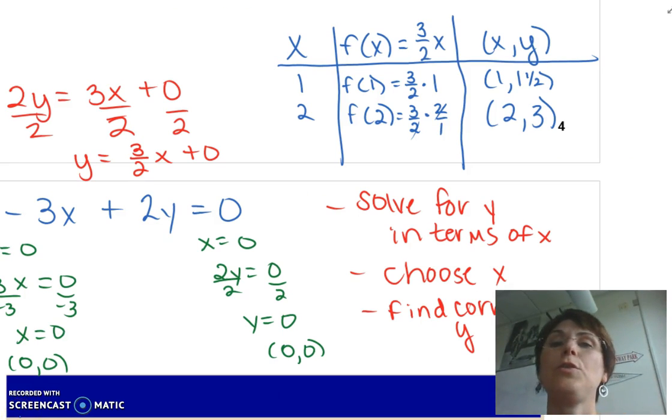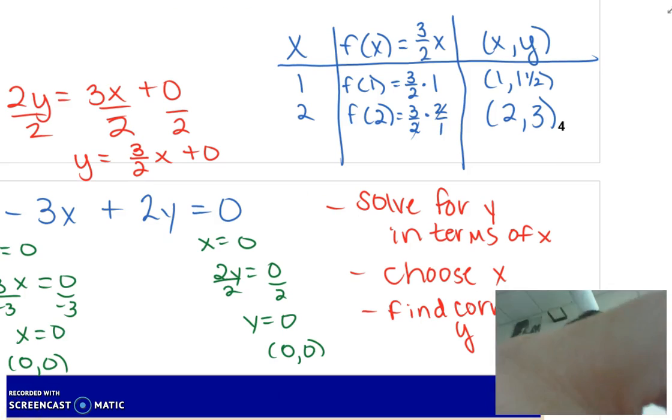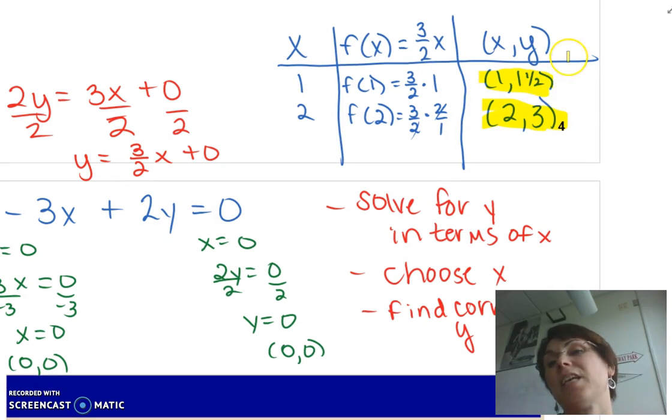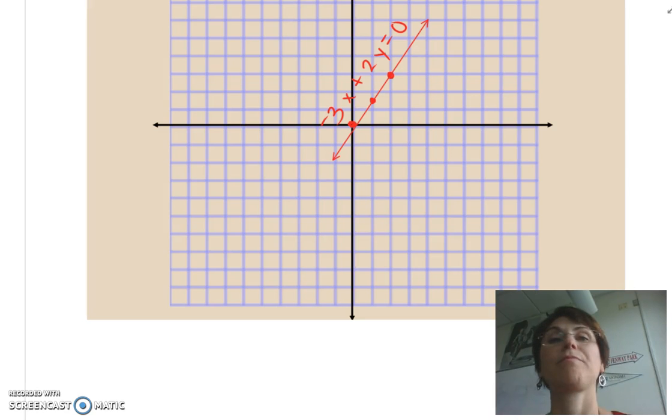So here are the two ordered pairs I ended up with. 1 and 1.5 and 2 and 3. For 1.5, you just have to estimate when you're doing that graphing. So let's go ahead and graph all three ordered pairs, the 0, 0, and then these two, and then draw a line through it and check back. How'd you do? Great. Okay, let's go on and try the next problem.